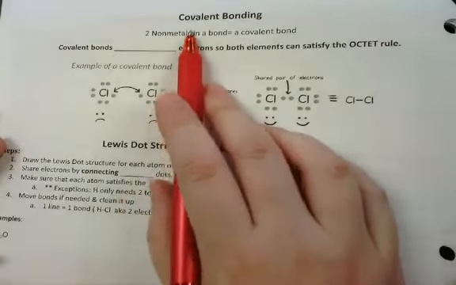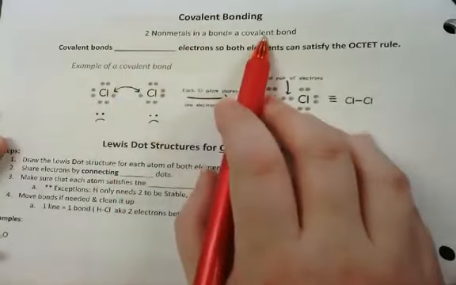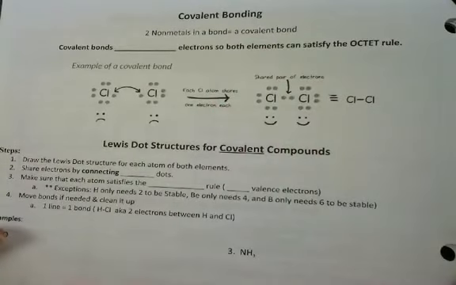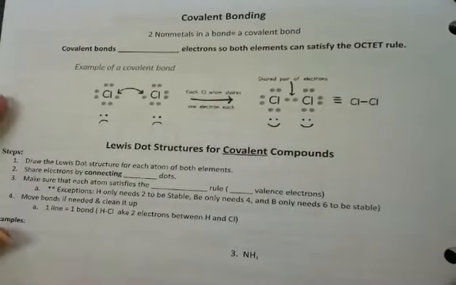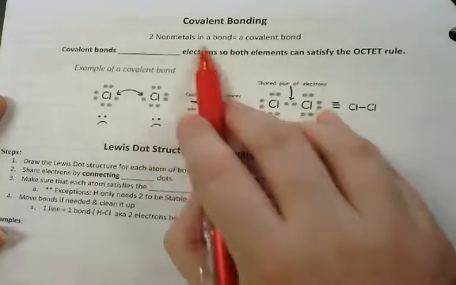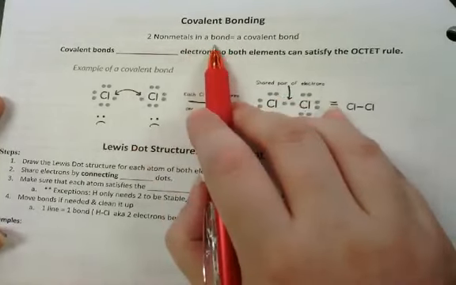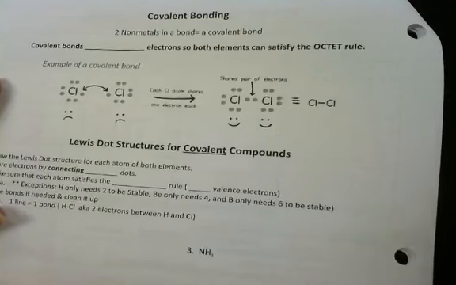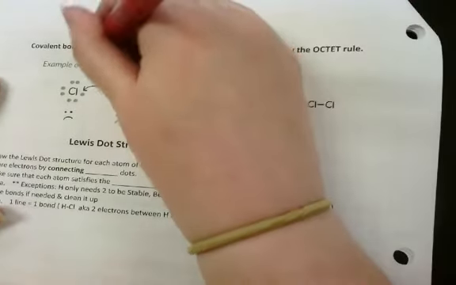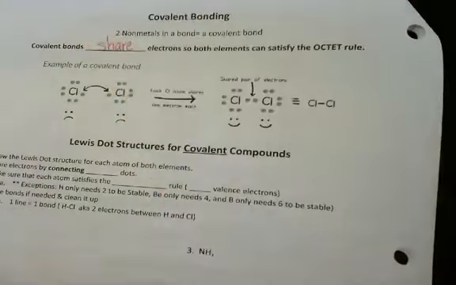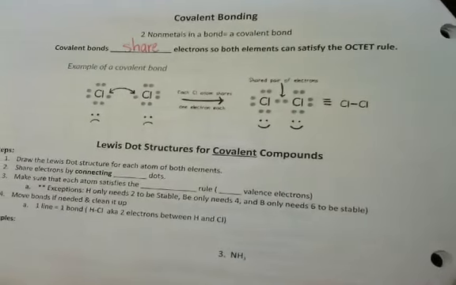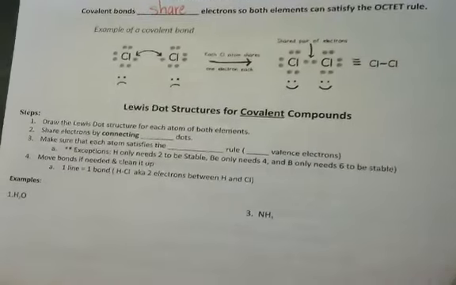All right, so the difference between ionic and covalent. Ionic has a metal and a nonmetal, or a metal and a polyion. Covalent, you have just nonmetals. So in the ionic bond, we said that they transfer electrons. What happens in the covalent bond? They share. So they share electrons so that both of them can satisfy the octet rule.